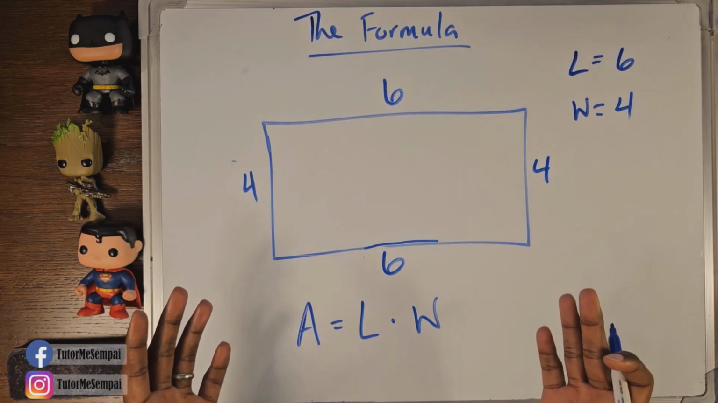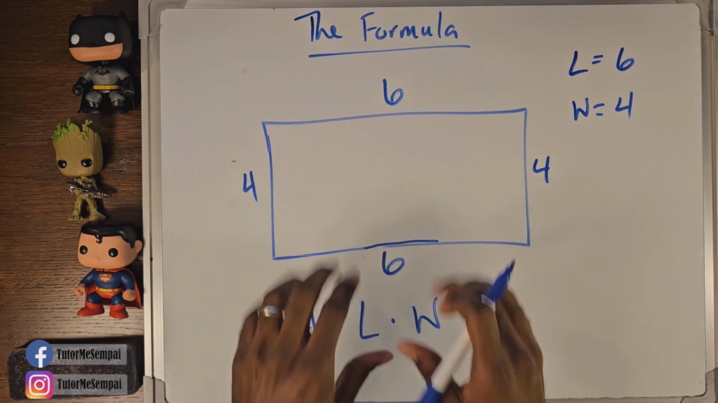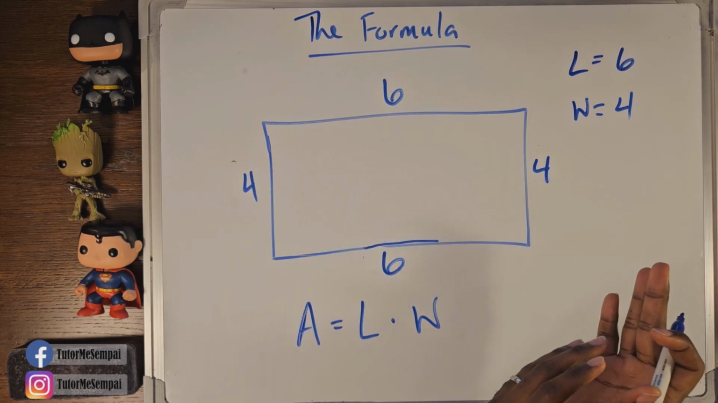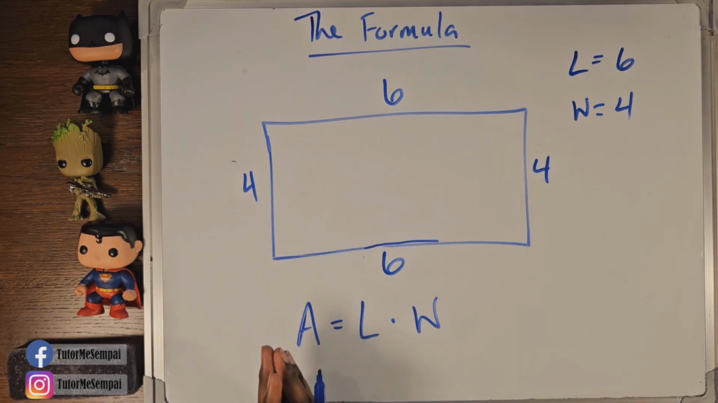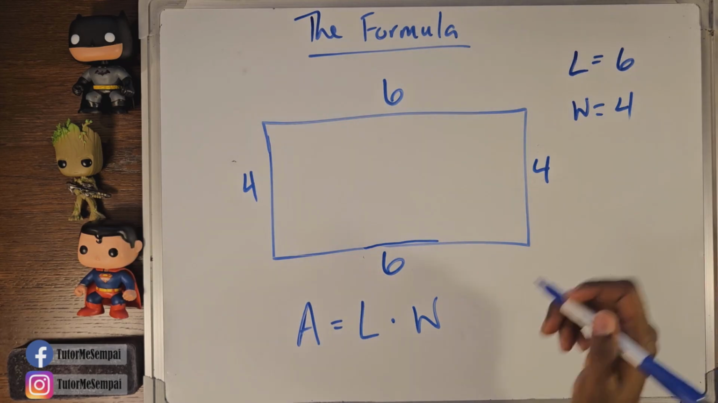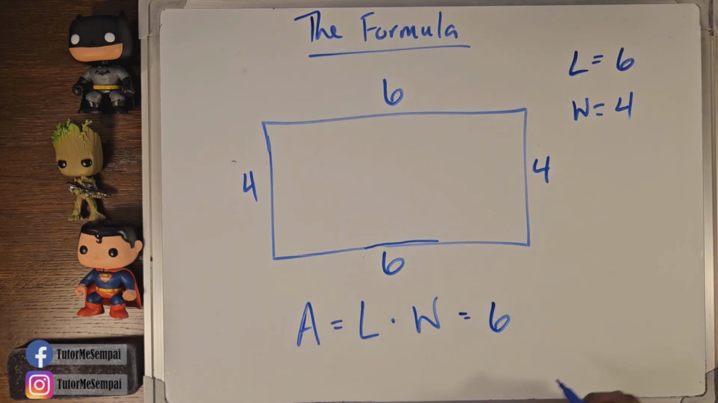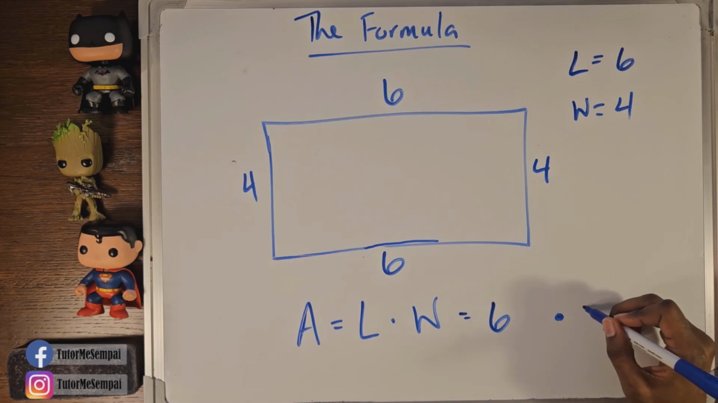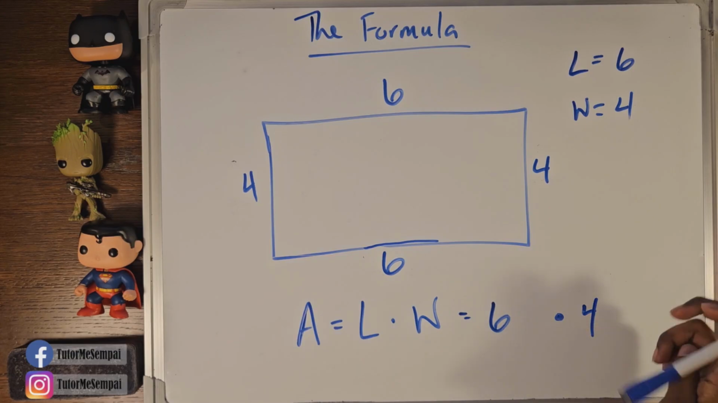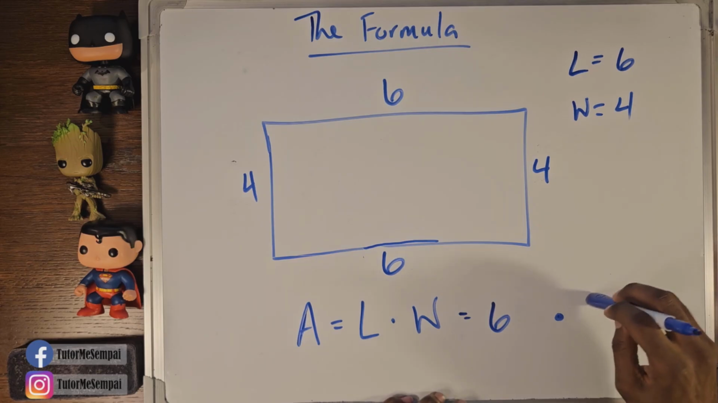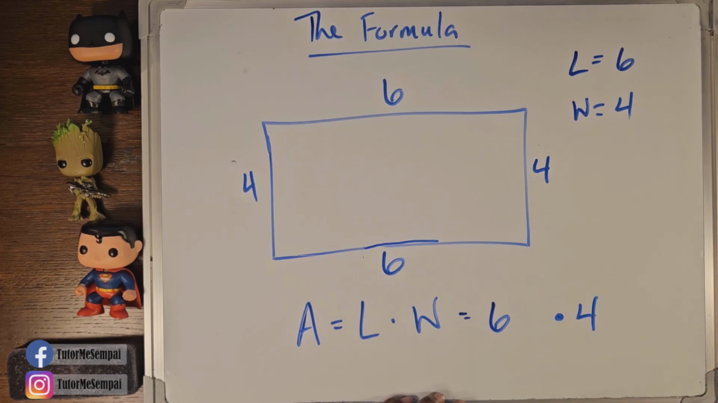Now, our area formula tells us in order to find the area for this rectangle, we take our length and multiply it by our width. So our length is 6. So we're going to replace that 6. We're going to multiply by our width of 4.